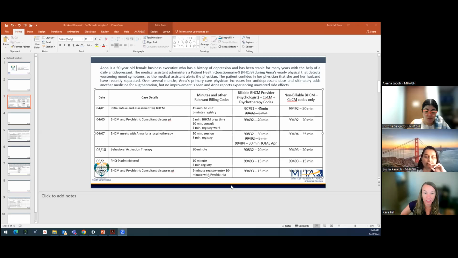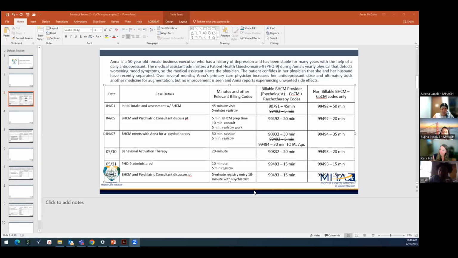Oh, you can share your screen. Good. Go right ahead. So this is how we mapped it.